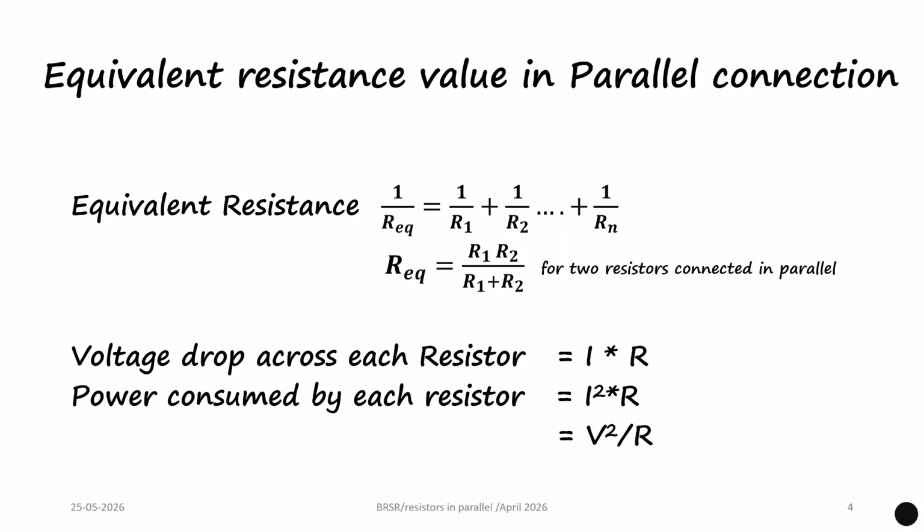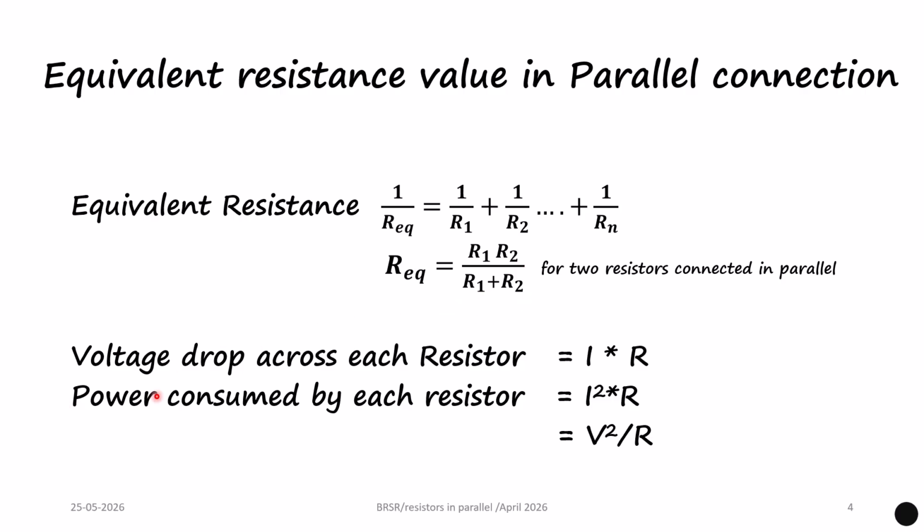When resistors, say R1, R2, R3 and so on up to Rn, are connected in parallel, the best way to calculate the equivalent resistance is given by this formula: 1 by R equivalent is equal to 1 by R1 plus 1 by R2 plus, and so on, plus 1 by Rn. If two resistors are connected in parallel, then 1 by R equivalent will be equal to 1 by R1 plus 1 by R2. When we take the reciprocal of it, we get the equivalent resistance, which is given by R1 multiplied by R2 divided by R1 plus R2.